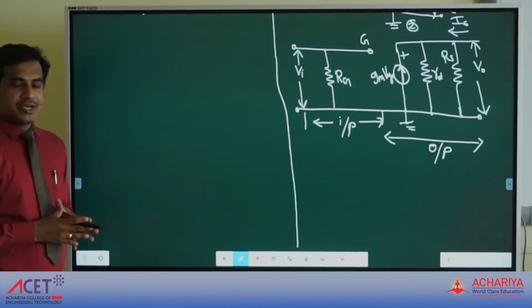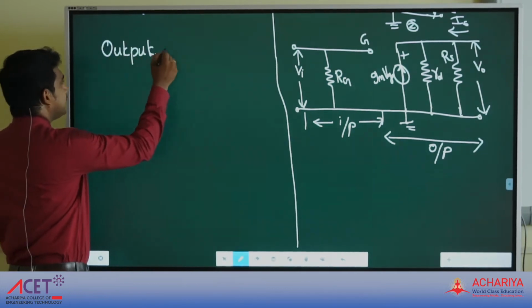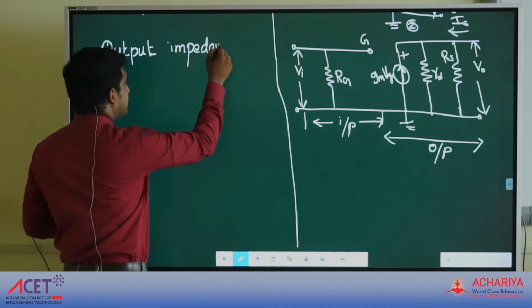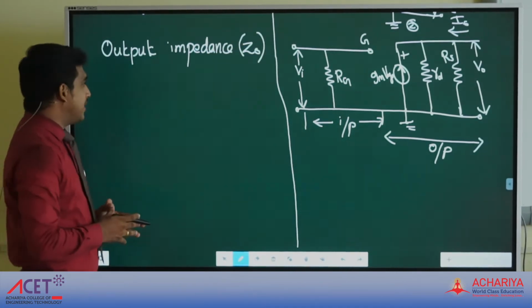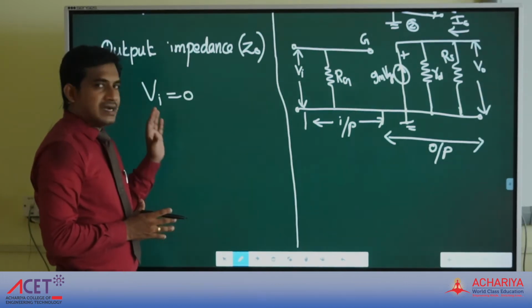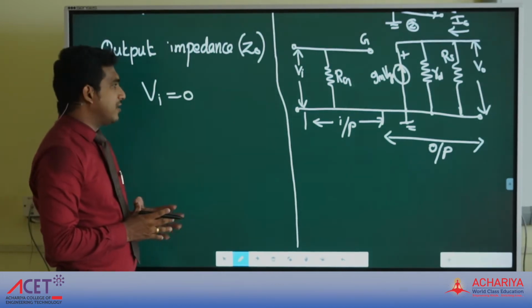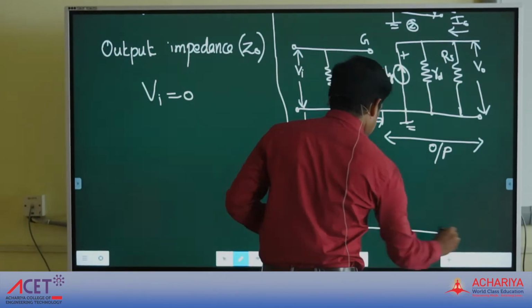Now next we are going to find the output impedance. It is denoted as Zo. To find the output impedance, we should consider Vi equal to 0. By considering Vi equal to 0, we are going to redraw the output side circuit to analyze the output impedance.